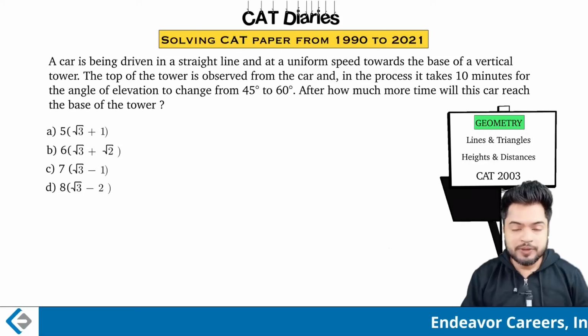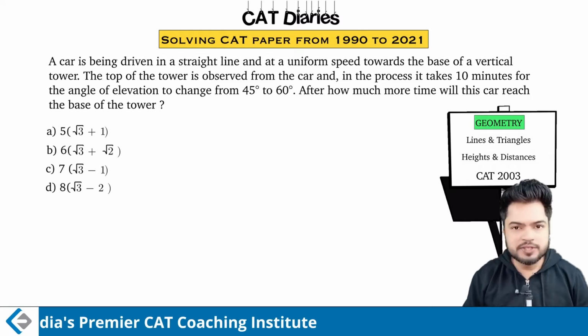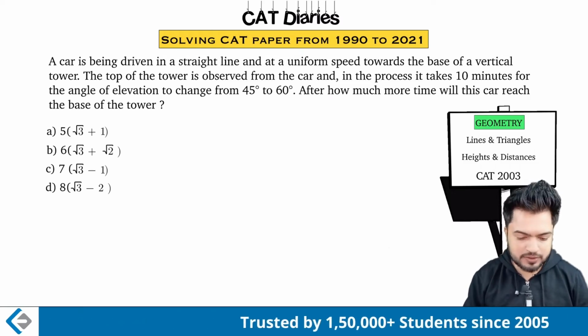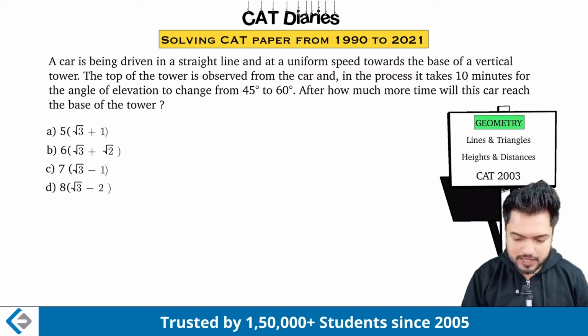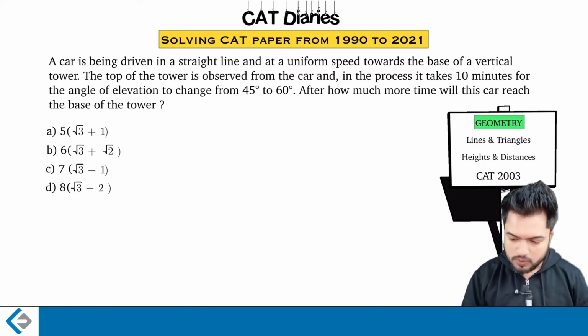So as we know the basics of 45, 45, 90 and 30, 60, 90 triangle, we are ready to solve the problems on heights and distance. Okay, so let's take this problem which came in CAT 2003. Let's understand this. A car is being driven in a straight line at a uniform speed towards the base of a vertical tower. Okay, so there is a tower here.